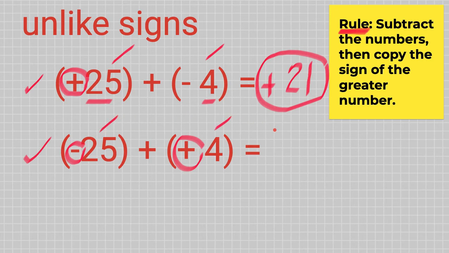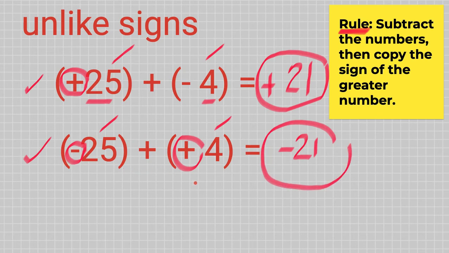25 minus 4 gives us 21. Then right after that, first compare the numbers. Between 25 and 4, which is greater? Yes, 25. That's great. What is the sign of 25? Yes, correct. Negative. Since 25 is greater and the sign is negative, we need to copy the sign of 25 in our answer. And the answer will be negative 21. So negative 25 plus positive 4, the answer is negative 21.